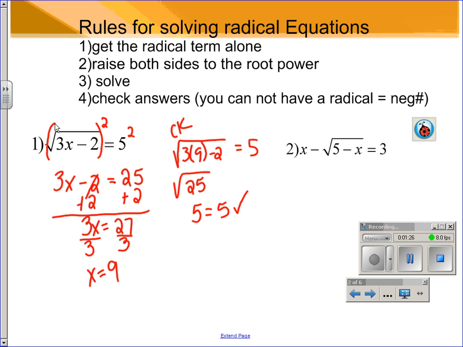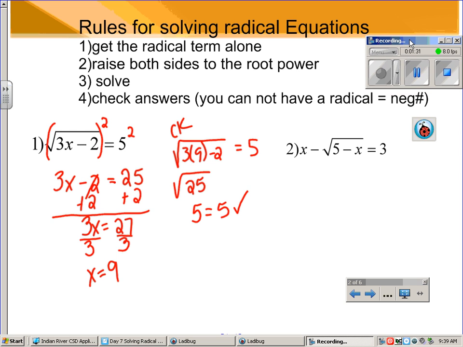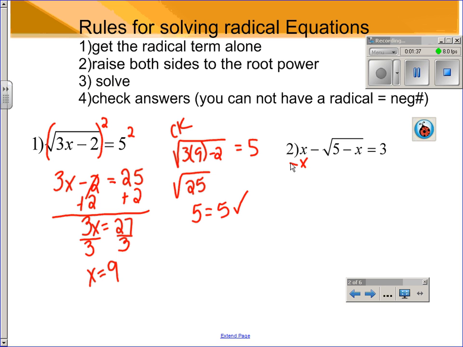Number 2. Before you can do that, just like with absolute values, you have to make sure the radical's alone. So what are we going to do first? Subtract x from both sides. So we're left with negative 5 minus x equals 3 minus x. Remember, they're not like terms, so they cannot be combined. How do we get rid of that negative? Right, it's really a negative 1. So divide by negative 1 on both sides.